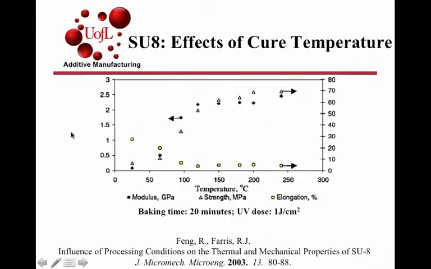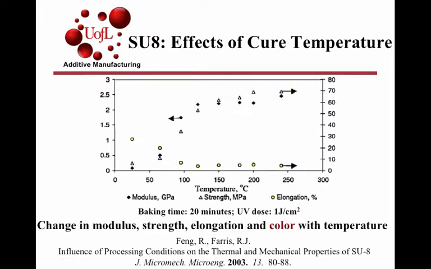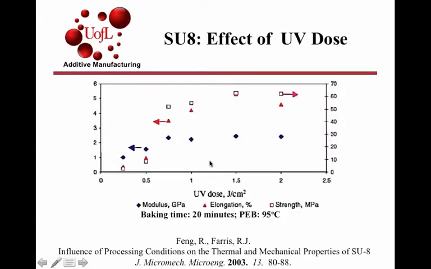Here's an example of what happens as a function of changing cure temperature as you keep increasing that. You have modulus plotted on the left axis in the y direction and strength and elongation now plotted in the right y-axis. You can see the material becomes stronger as you increase the temperature for curing, and also elongation begins to come down, making a more brittle material as you increase the overall temperature. In addition to these mechanical property changes, the color can change as well, and so the appearance of the product can change.